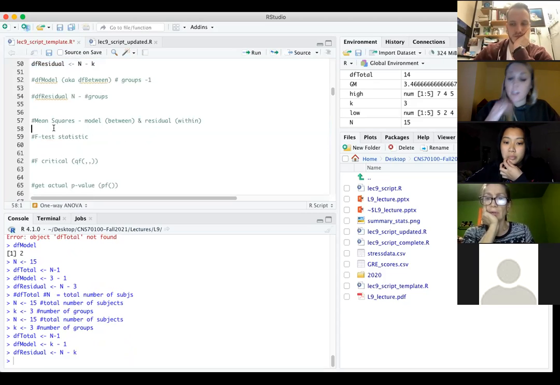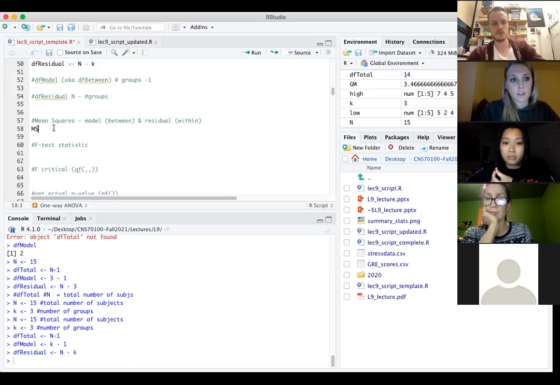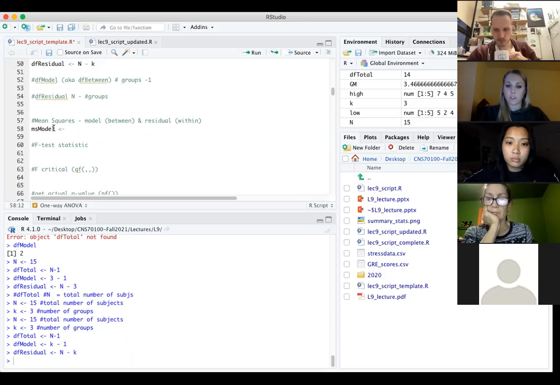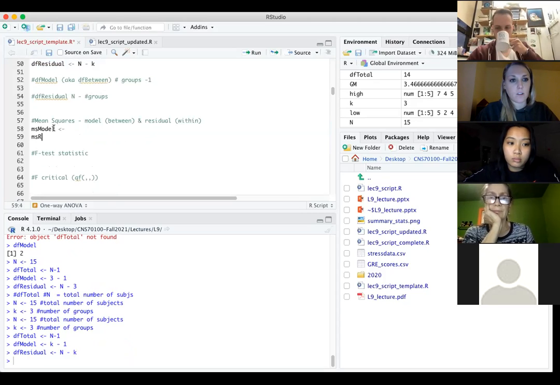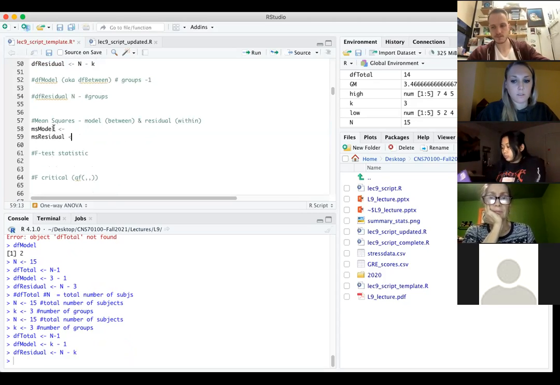All right, and now our last part, we're going to calculate our mean squares. So I'm going to say MS model. Do you remember how we get to these two? We have MS model and MS residual.